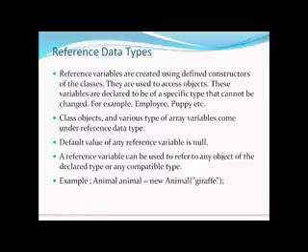As the default value of the primitive data types is 0, the default value of the reference data types is null. Null means nothing. Do not confuse null with void, because void is a data type, but null is just an emptiness of a value. So void is different from null. Now a reference variable can be used to refer to any object of the declared type or any compatible type.